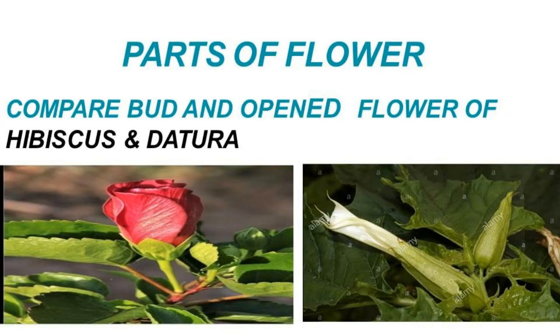In the hibiscus flower, the bud is green in color. In the Datura flower, the bud is also green in color. In the dissected hibiscus flower, the bud has curled petals and a small tube with the yellow knobs, the anther. In the dissected Datura flower, the bud has curled petals and small yellow lobes, the anther.